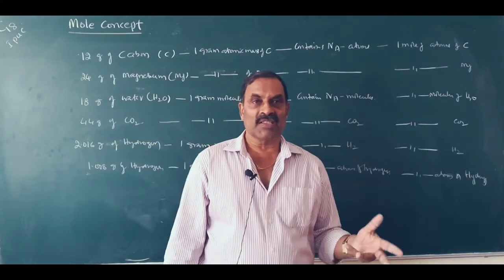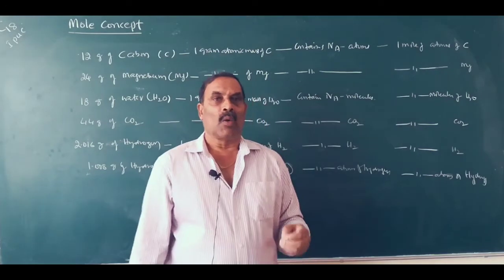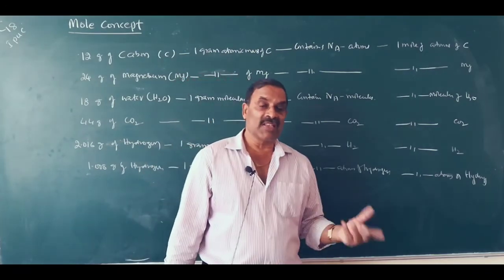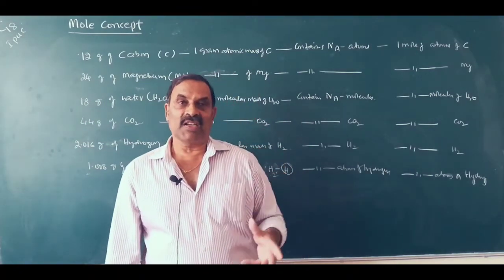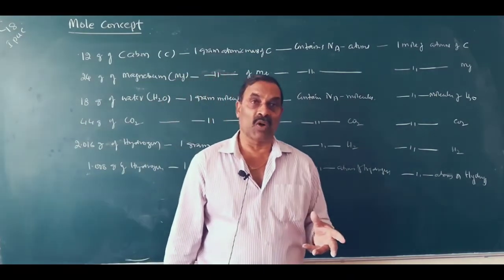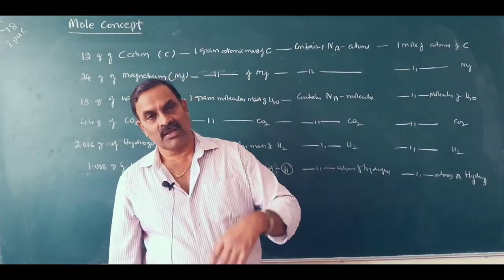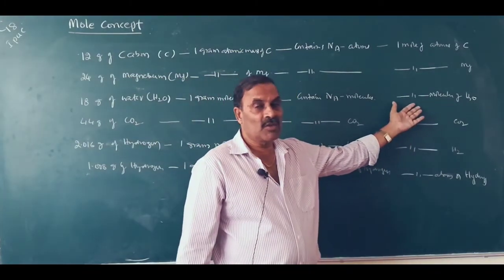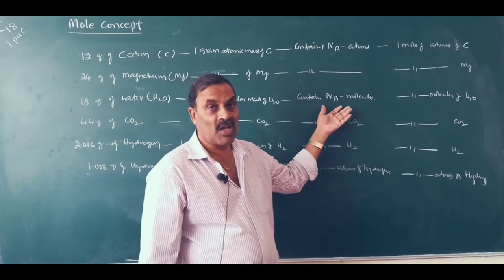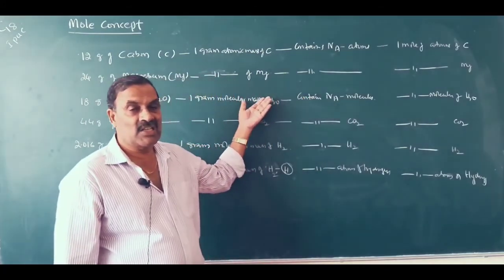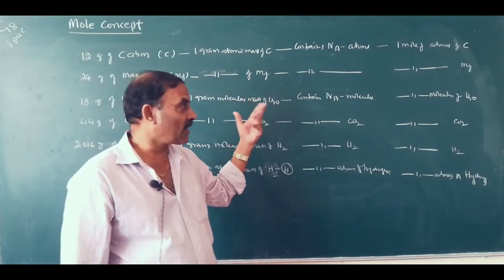Similarly, molecular mass expressed in gram is known as gram molecular mass. 1 gram molecular mass of any substance contains Avogadro number of molecules, and that quantity of a substance is known as 1 mole of molecules. So 1 mole of molecules of any substance contains Avogadro number of molecules, and its weight is equal to its gram molecular mass.